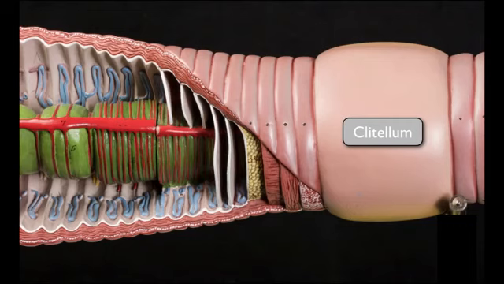This structure is what secretes the mucus needed for copulation and subsequent formation of the cocoon, where fertilization and embryonic development take place.